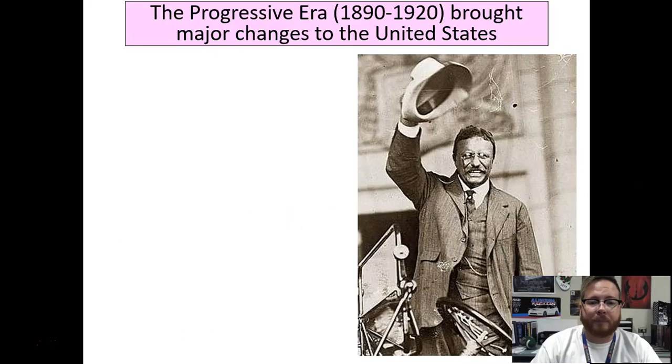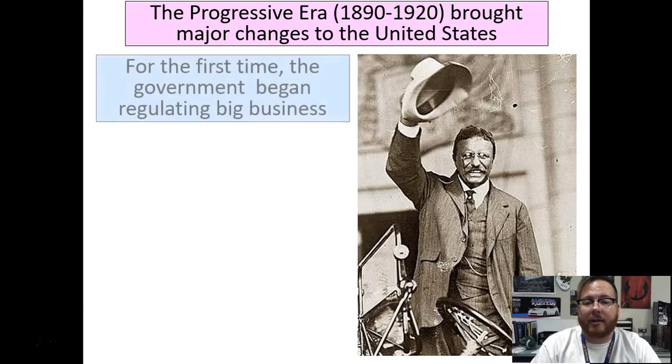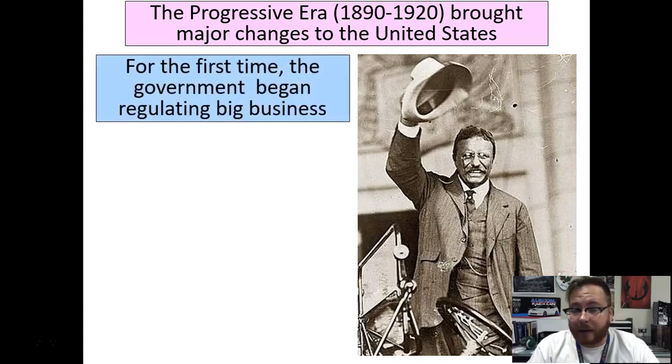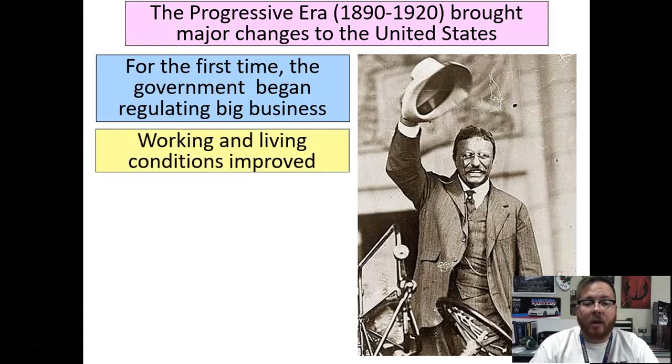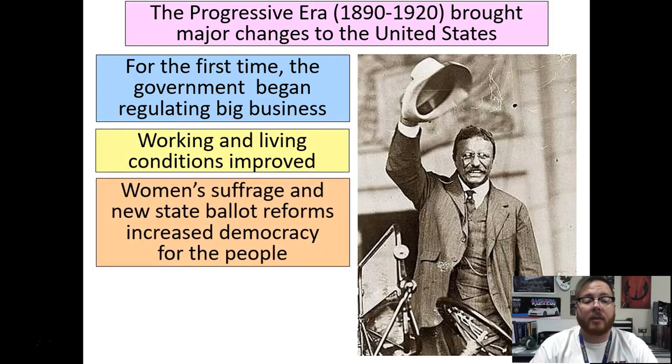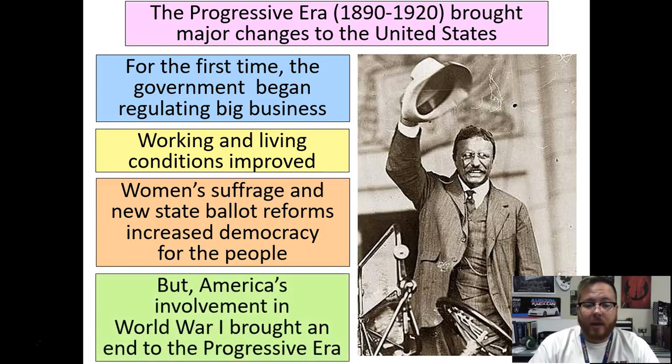and dealt with that. So the progressive era between 1890 and 1920 brought major changes to the United States. For the first time, government began regulating big businesses. Working conditions and living conditions improved for American citizens. Women's suffrage and new state ballot reforms increased democracy for more people, the most people in America at the time. But America's involvement in World War I brought an end to the progressive era, and World War I is what we're going to be talking about next.